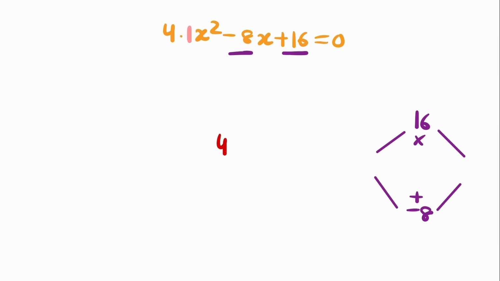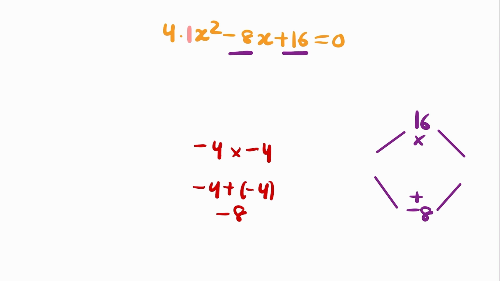What do you think about 4 times 4? Can we use 4 times 4? Because 4 times 4 is equal to 16. But is 4 plus 4 equal to minus 8? No, 4 plus 4 is equal to plus 8. So instead of using plus 4 and plus 4, we'll try to use minus 4 and minus 4. Because minus 4 times minus 4 is yet again equal to 16. And also minus 4 plus minus 4 is equal to minus 8.